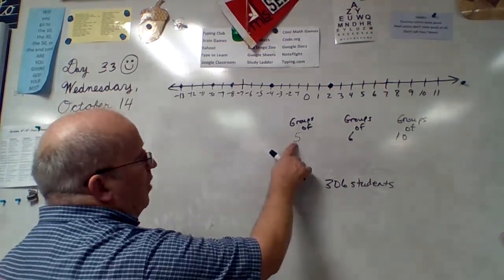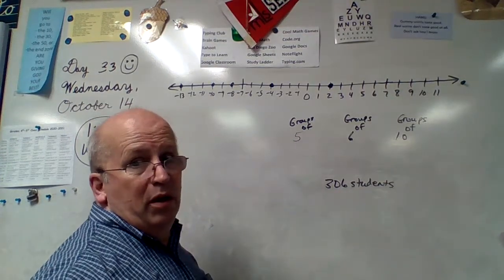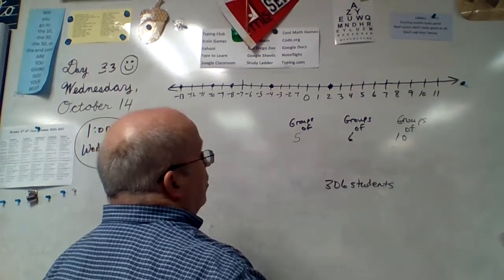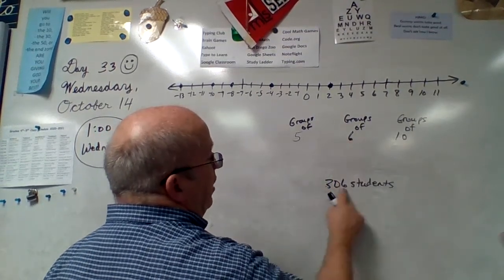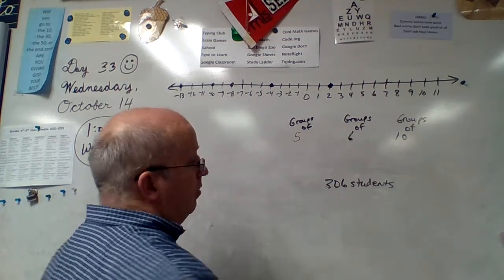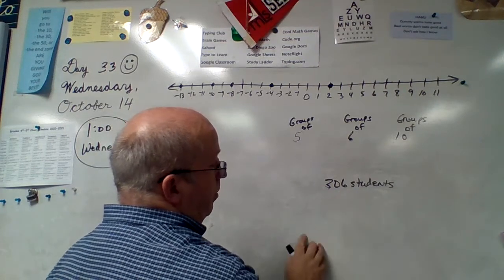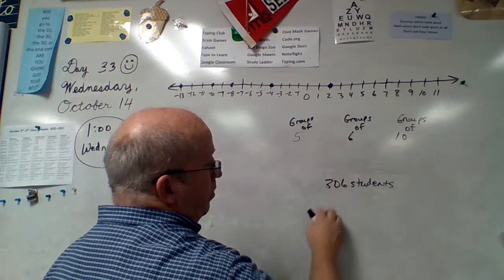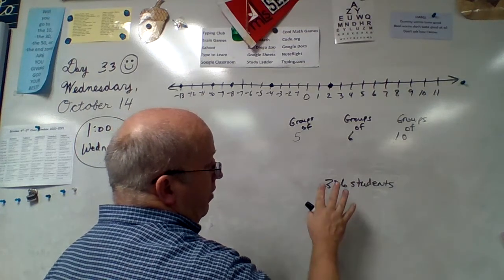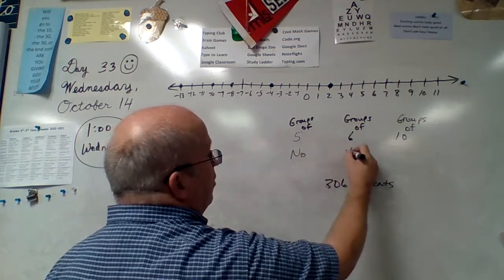Well, does 5 divide evenly into 306? Not according to the divisibility rules. This number does not end in 5 or 0. Does 6 divide evenly into 306? The answer is yes. How do I know that? Well, this number is divisible by 2 because it ends in 6, which is divisible by 2. And it is divisible by 3 because when you add up the digits, you get 9, and 9 is divisible by 3. And since it's divisible by 2 and by 3, it must be divisible by 6.